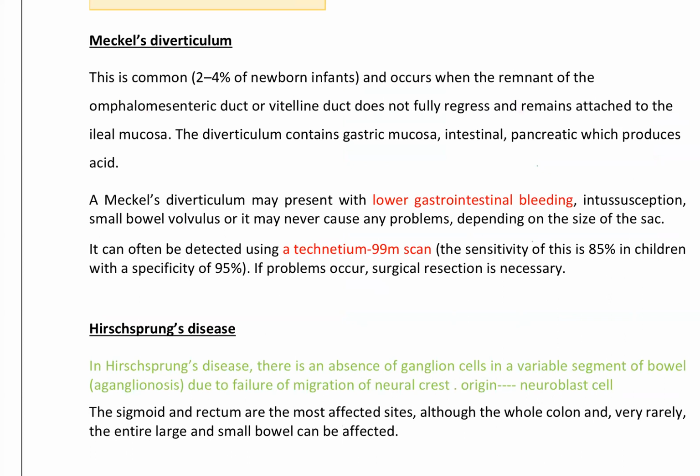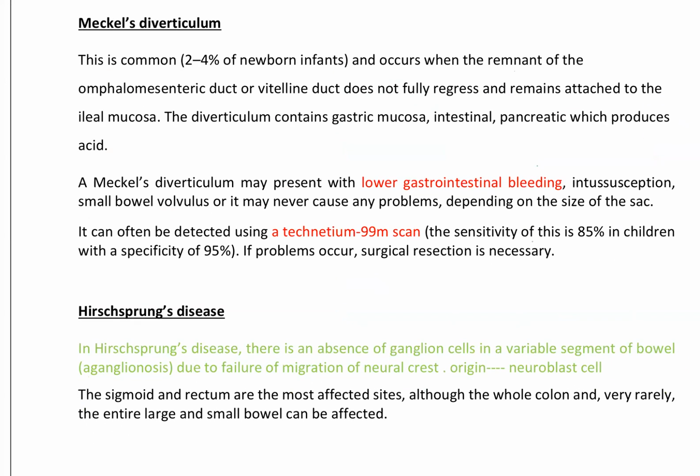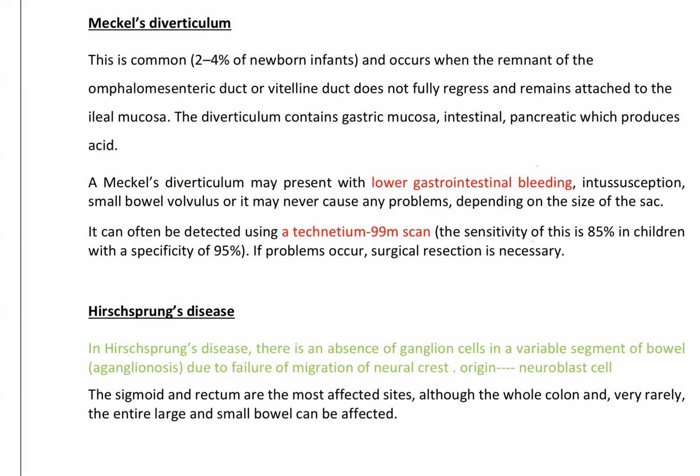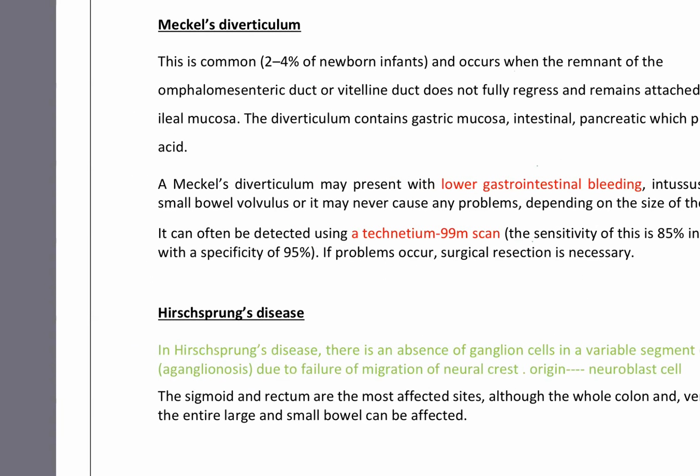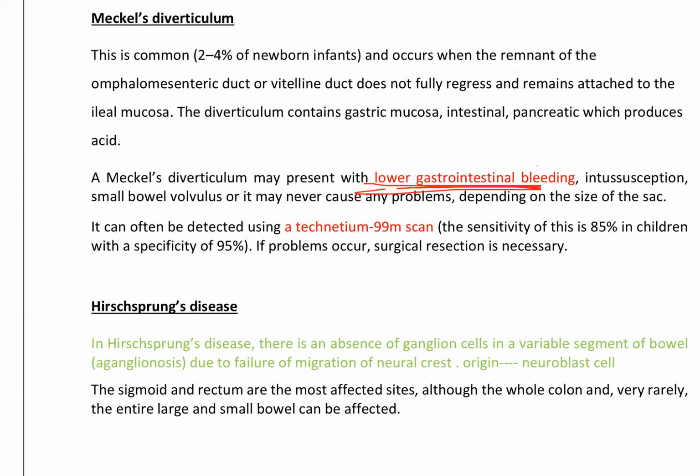Then Meckel's diverticulum. How does it present, and what will be its normal presentation? We have to remember this. Meckel's diverticulum's main presentation is GI bleeding, lower gastrointestinal bleeding. This is the common presentation. Meckel's diverticulum has lower gastrointestinal bleeding, like rectal bleeding. Some differentials you have to remember. Whenever we complete all the scenarios, then you can make your diagnosis.